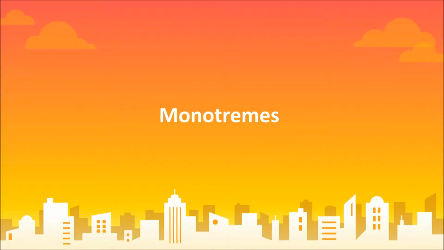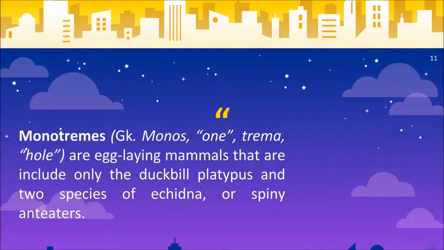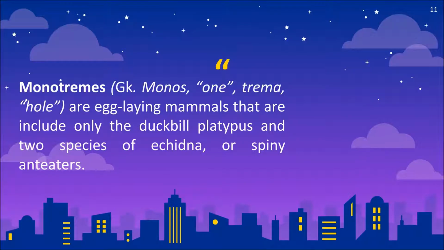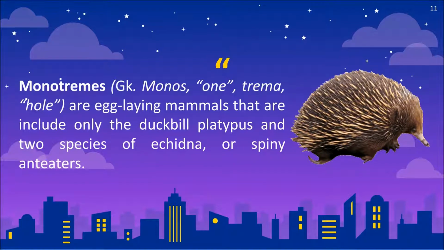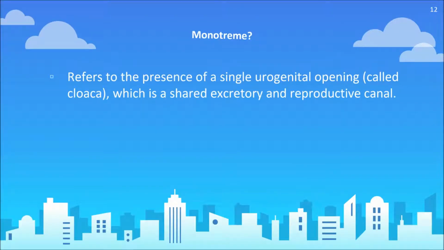Now, we move on to monotremes. Monotremes, for general knowledge, monos is one, trema is hole, are egg-laying mammals that include only the duck-billed platypus and 2 species of echidna or spiny anteaters. Why is it called monotreme? Monotreme refers to the presence of a single urogenital opening called cloaca, which is a shared excretory and reproductive canal.